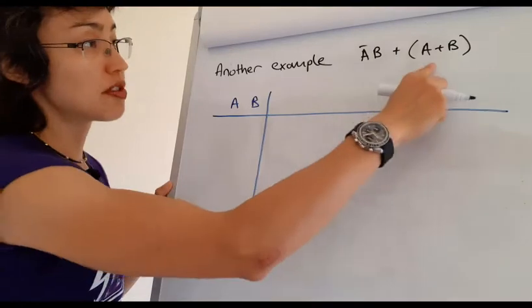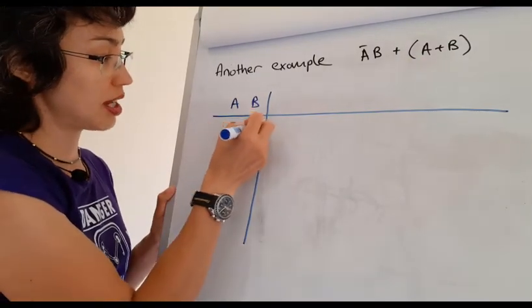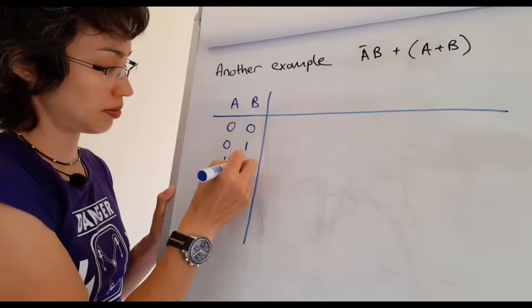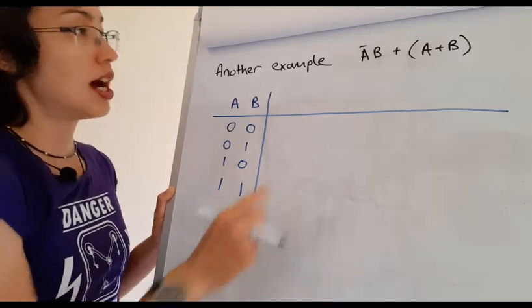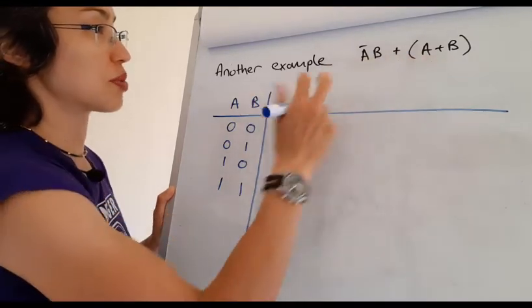To draw a truth table for this expression, I need to start with my inputs in the correct order. And then I need to look at all of these steps. So I can just break these down.